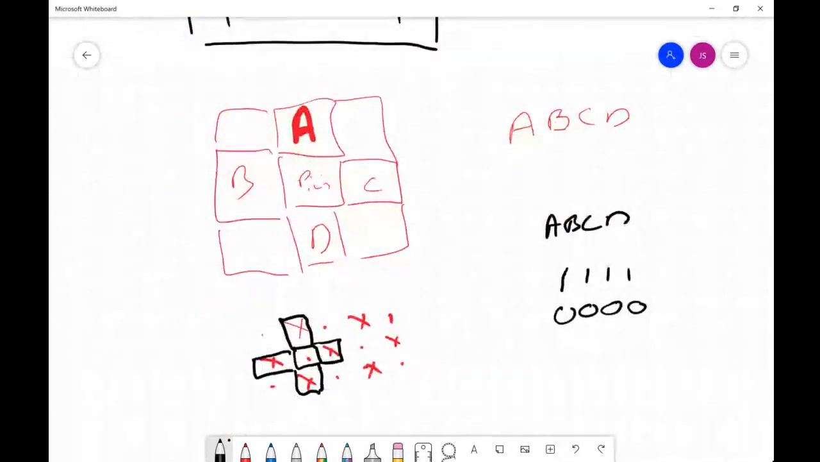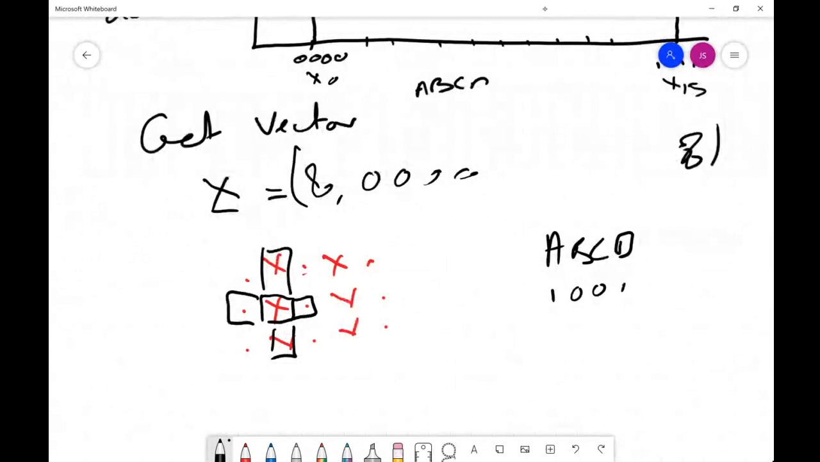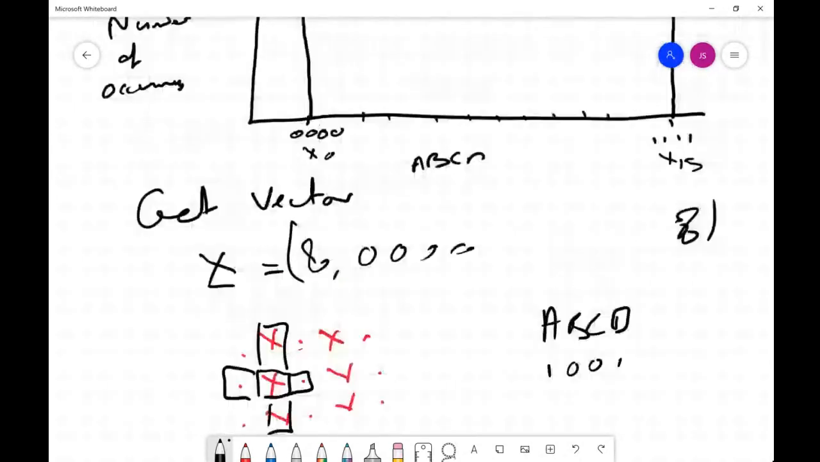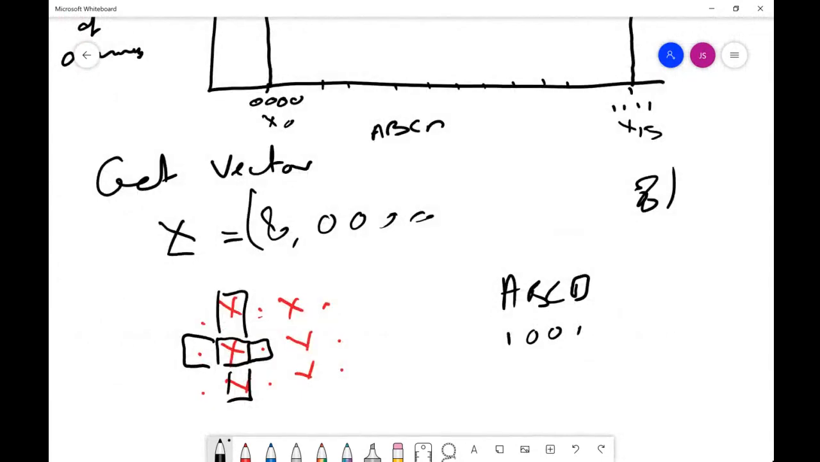A, B, C, D. There's the labeling. Make sure it's the same. A, B, C, D. Was it? Yes. A, B, C, D. 1, 0, 0, 1. Yes, great. Right. And as it moves over to the next position, it is going to be 0, 0.